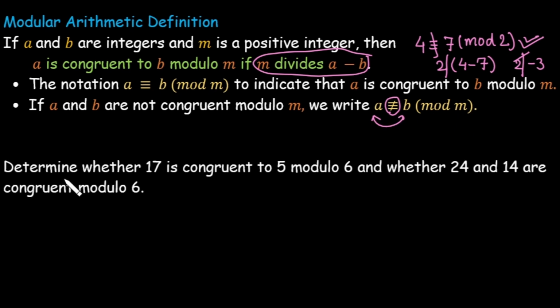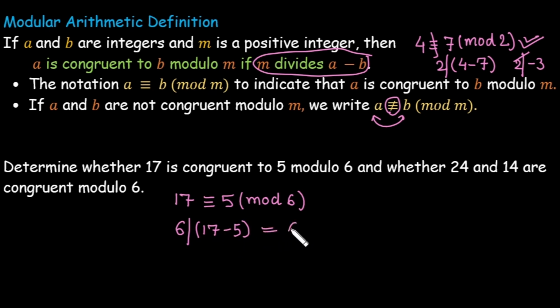Let's take another example. Determine whether 17 is congruent to 5 mod 6 or not. What does it mean? We just need to check it. Can we write 17 is congruent to 5 mod 6? Here mod 6 means we are dividing by 6. So we just need to check whether 6 divides the difference of these two numbers or not, that is 17 minus 5. 17 minus 5 is equal to 12.